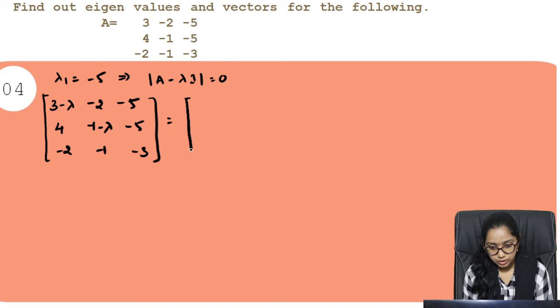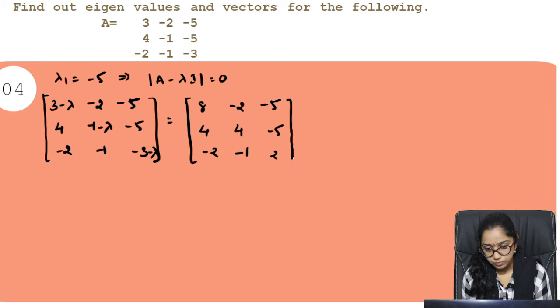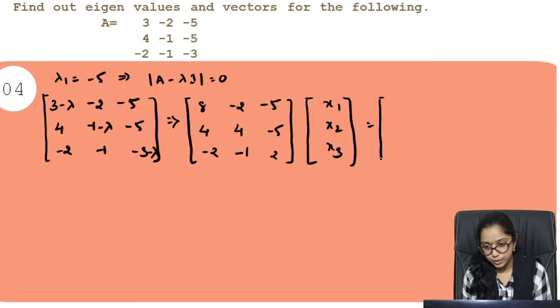And this equation will be obtained by substituting minus 5 in this particular lambda. So 3 minus of minus 5, 8, minus 2, minus 5, 4, then minus 1 plus 5, 4 minus 5 minus 2, here it is also lambda, sorry. So minus 2 minus 1, then here it is minus 3 plus 5, that is 2. Now to find the eigenvectors, this particular characteristic matrix should be multiplied by x1, x2, x3 and equated to a zero matrix.